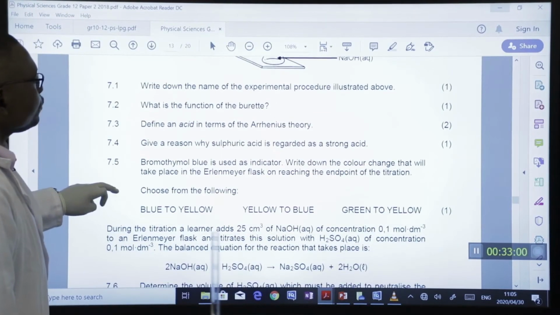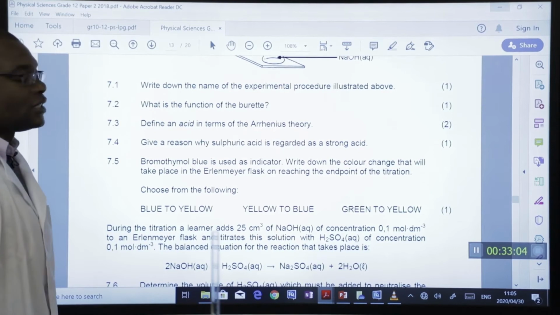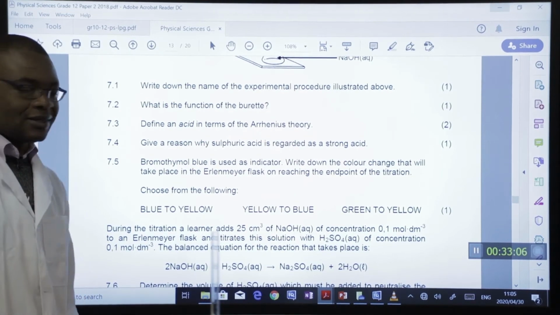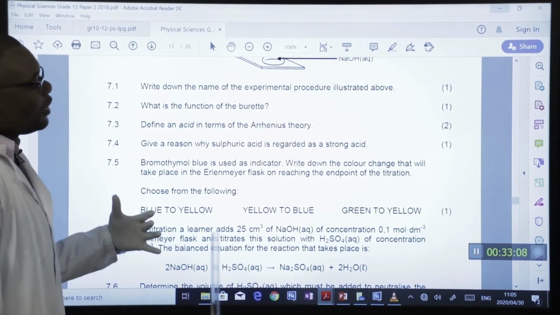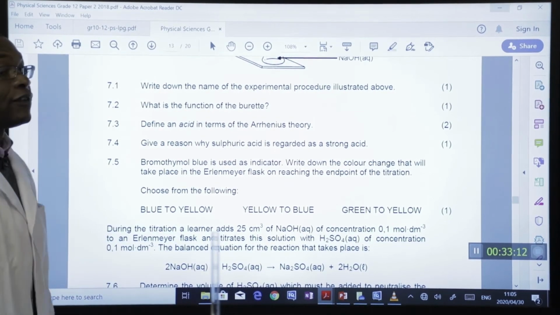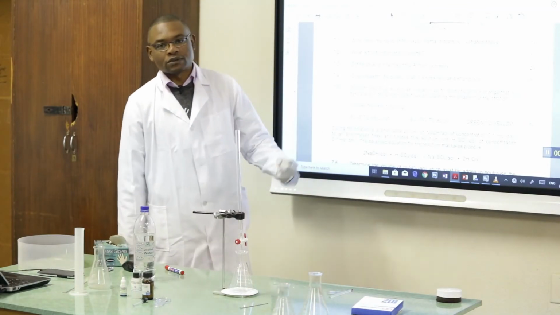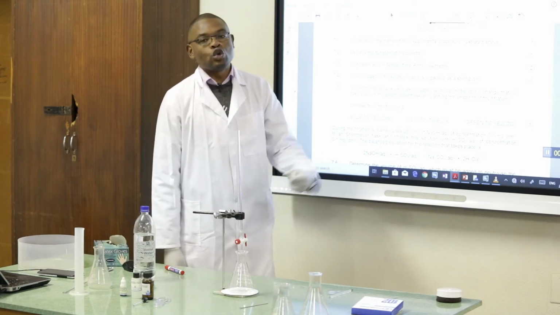Okay. Now the next question, they say, define an acid in terms of Arrhenius theory. If you remember yesterday when I introduced this whole concept, we started by definition of terms. We defined an acid and base according to Arrhenius, according to Brønsted-Lowry, and according to Lewis.